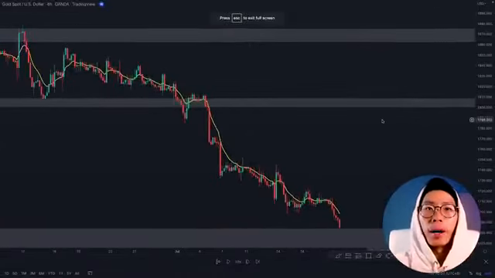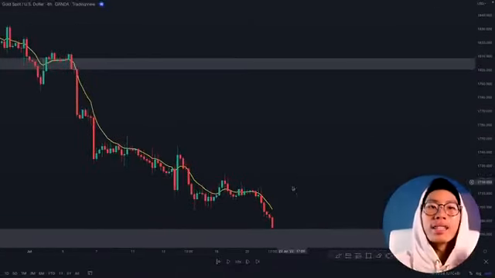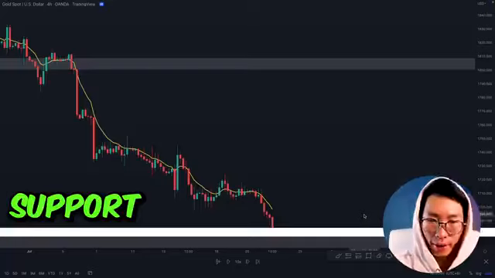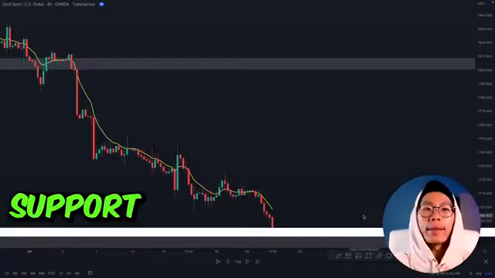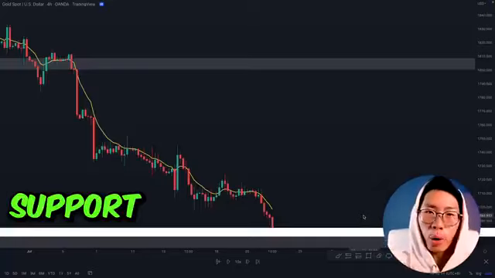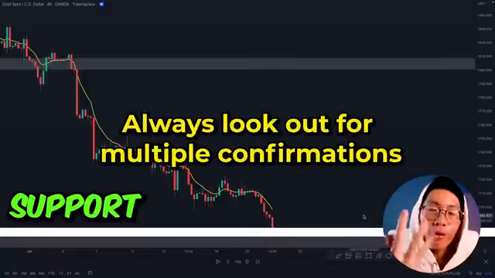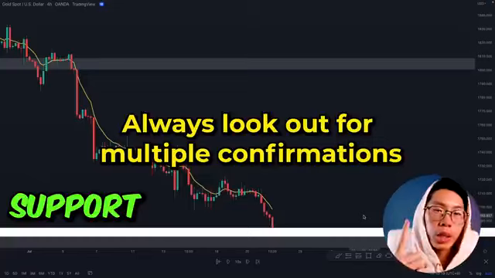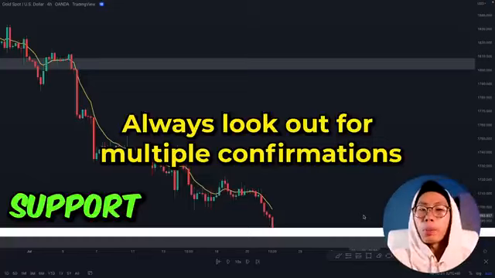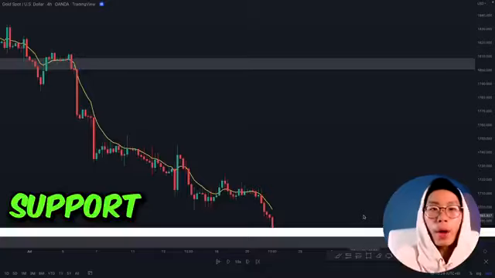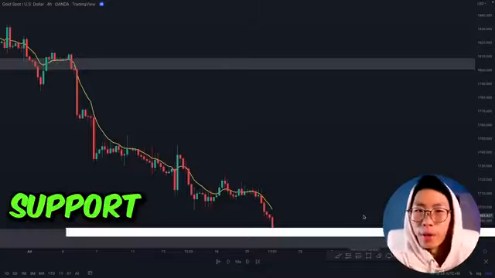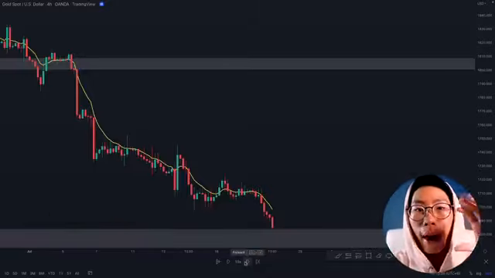Here's another example. You can see that right now price is at this major support area right here. But we do not want to enter immediately when price is at this support level. We want to wait for our confirmation. We need 3 confirmations before we enter for the trade. And right now we only have 1 confirmation, which is price is at this support level. That's the only confirmation that we have. So we cannot just enter based on that. So right now we still be patient and wait.